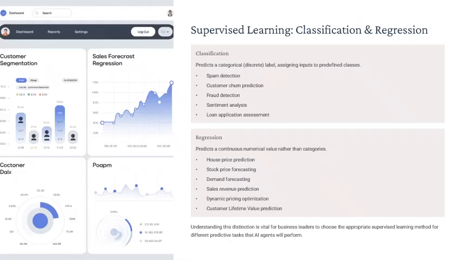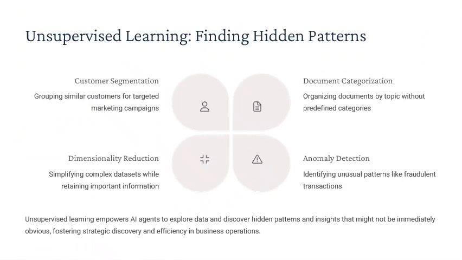Okay, clear. Now, switching gears to unsupervised learning. Remember, this is where there are no predefined labels. Yeah. So the AI agent acts more like an explorer. Finding hidden patterns. Right, finding hidden insights and structure in your data. The two key techniques highlighted seem to be clustering and dimensionality reduction.